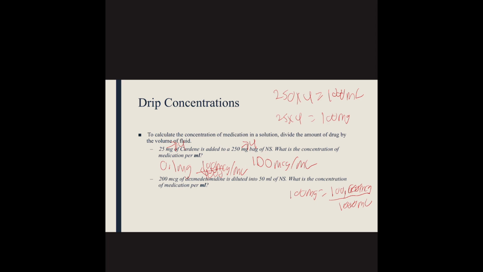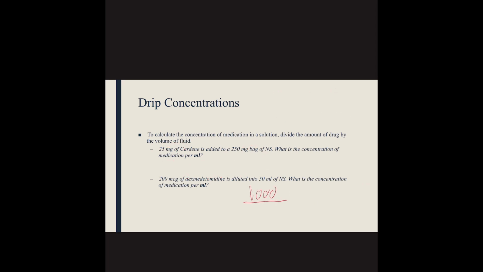So then for the 200 micrograms of Precedex that's diluted into 50 mil, I'll let you guys think of that for a second as I write it out. So if we have 1,000 and we want to divide it by 50, I know that that has to be 20 because I know that 100 goes into 1,000 10 times and 50 is half of 100, so that's how I think of it. I'm sure that you could do a fancy way with getting rid of the zeros, but I don't honestly know how to do that, so I'm not going to.